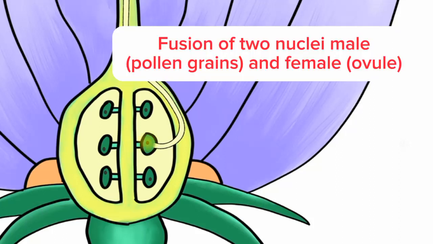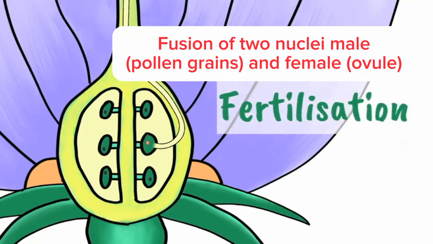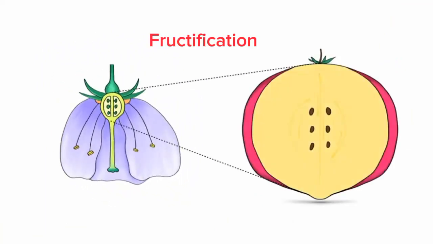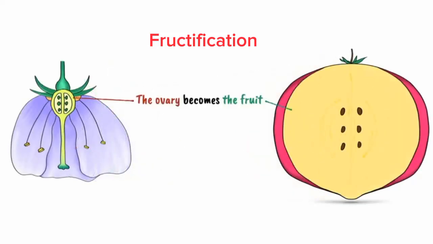Here, the pollen nucleus fuses with the egg cell nucleus. This fusion of the two nuclei is fertilization. While the ovule develops into the seed, the ovary develops into the fruit. Side by side, it's easy to compare the structures at each stage, with the flower's ovary becoming the fruit with seeds inside which form from ovules.